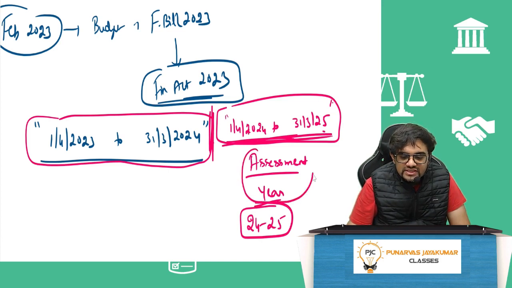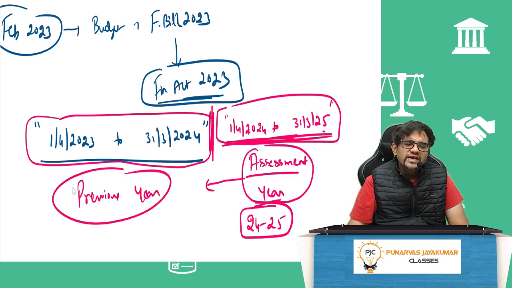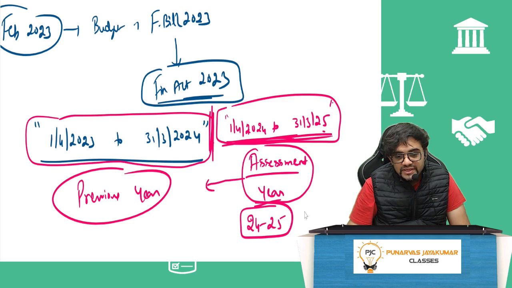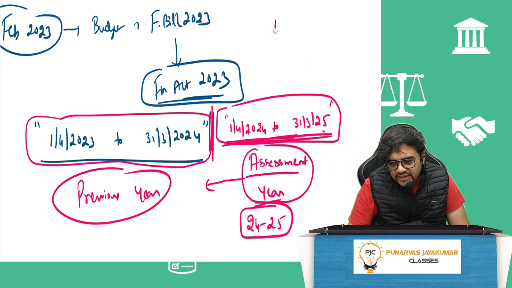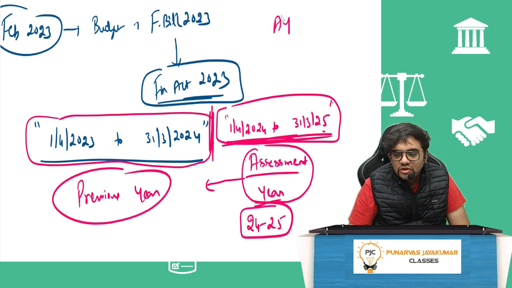This income is assessed for which year? For the year which came before. That is why, guys, this is called as previous year. So Finance Act 23 deals with the previous year 23-24. But the assessment year will be 24-25. Very easy to remember. The assessment year will be what? Your year of exam.